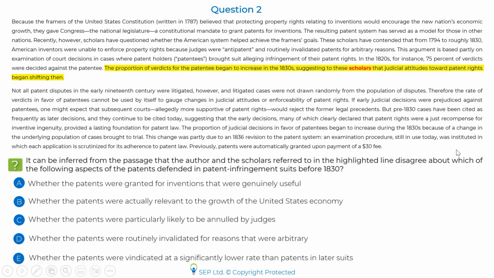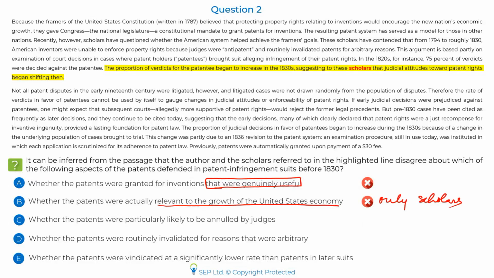Okay? So 11% of you have marked A. Whether the patents were granted for the usefulness of inventions relevant to the US state economy has not been mentioned anywhere. This is only something that the scholars say, right? Only scholars talk. The author does not say anything about it.